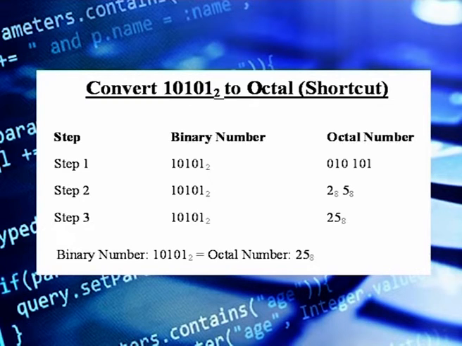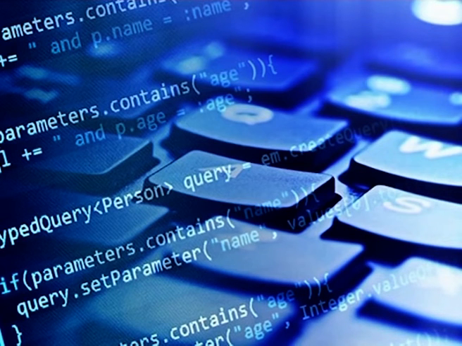Here, as you can see, first of all, make pairs of binary digits starting from the right, where the size of each pair is 3. Then convert each pair into its decimal equivalent, and finally, we will get 25 as the octal number. So, next is the shortcut method for binary to hexadecimal.